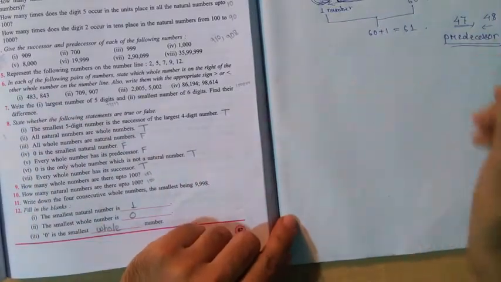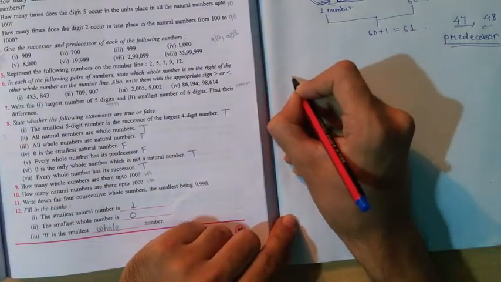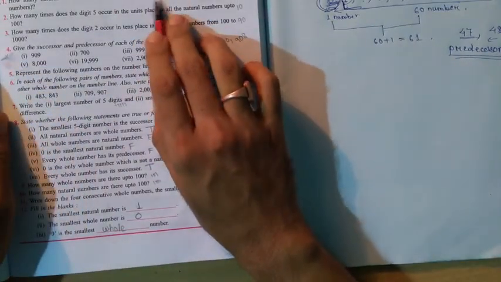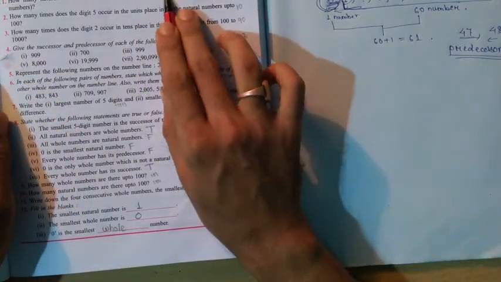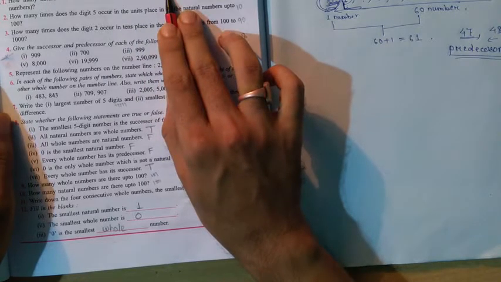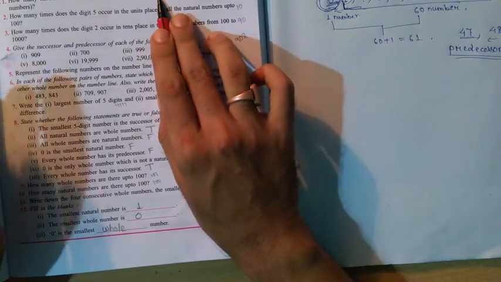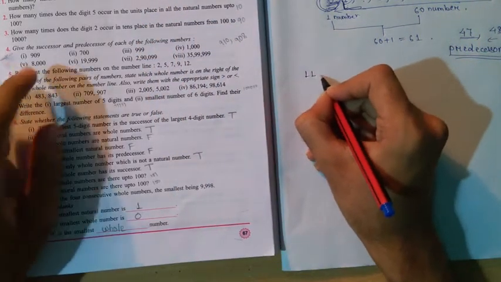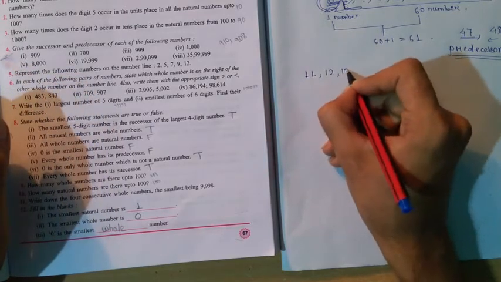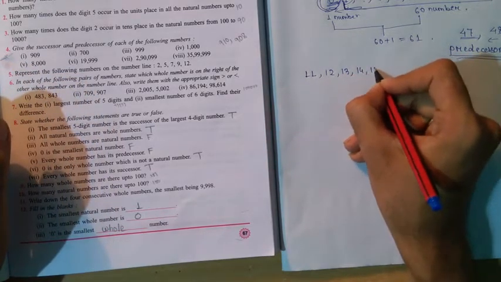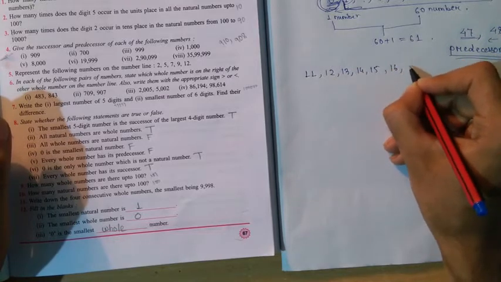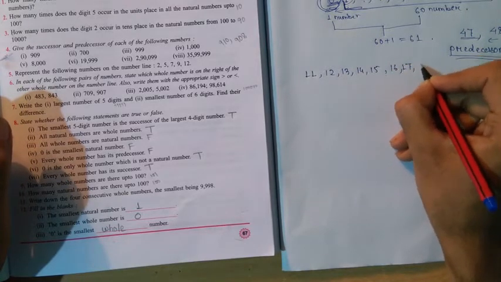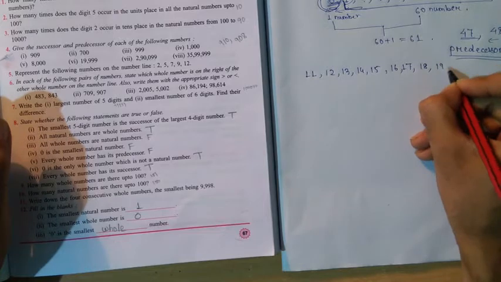So let's see from here. Here it is given we have to exclude 10 and 100. That means we cannot count 10 and also we cannot count 100. We have to count the numbers present in between them. So what is the next number of 10? It will be 11. We'll start from 11, then 12, then 13, 14, 15, 16, 17, 18, 19, 20.